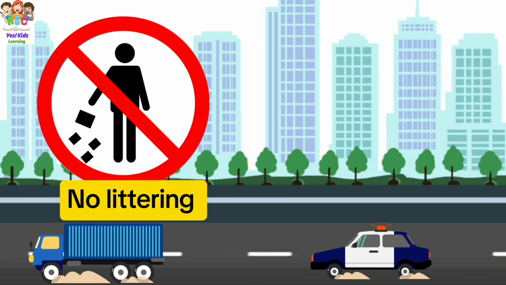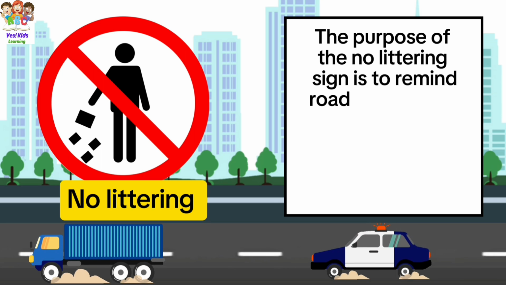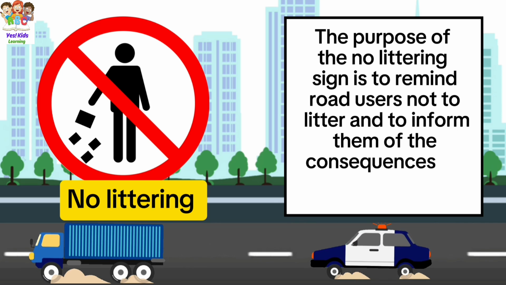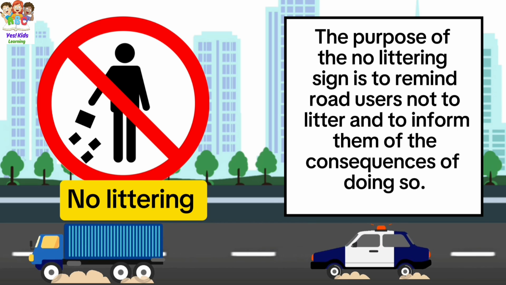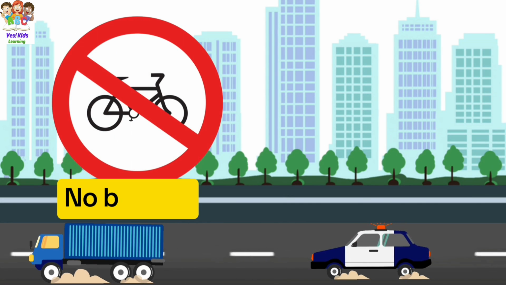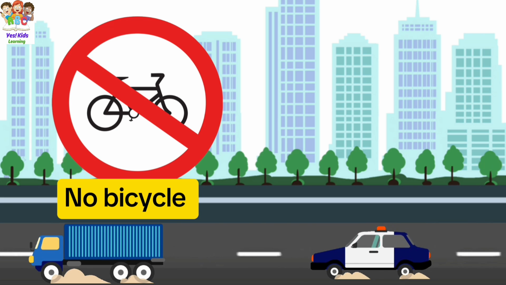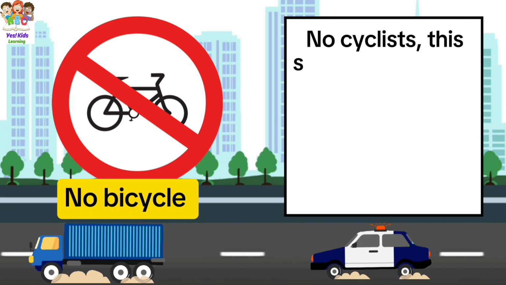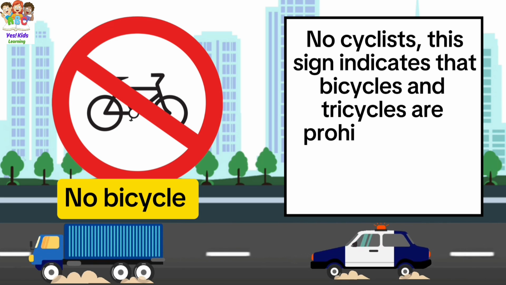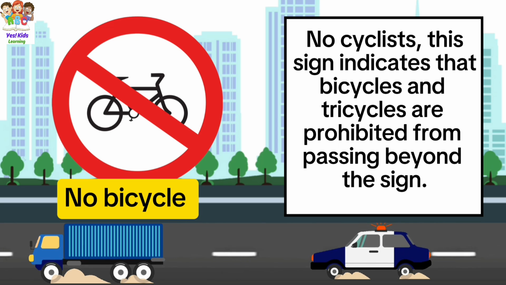No littering. The purpose of the no littering sign is to remind road users not to litter and to inform them of the consequences of doing so. No bicycle. No cyclists. This sign indicates that bicycles and tricycles are prohibited from passing beyond the sign.